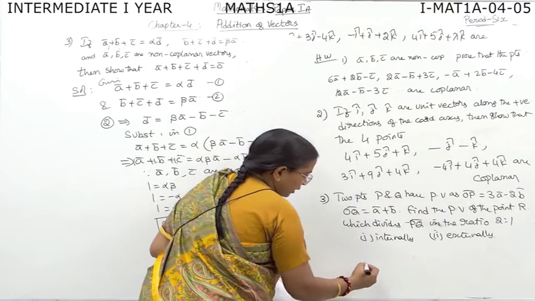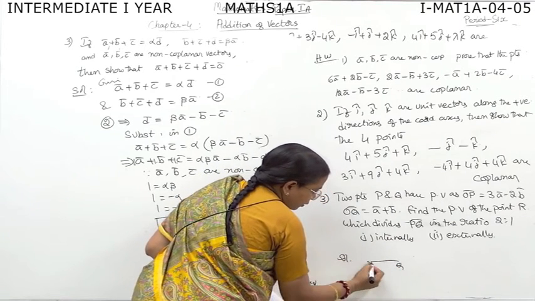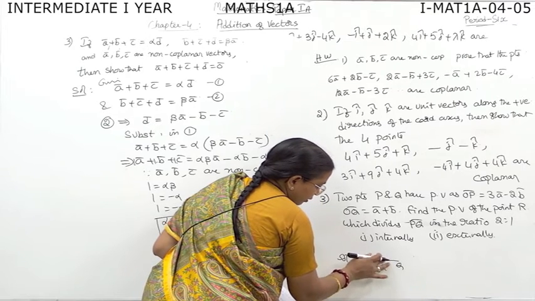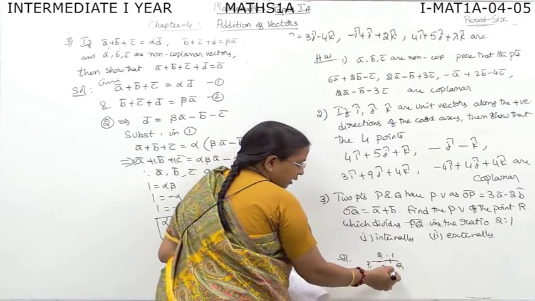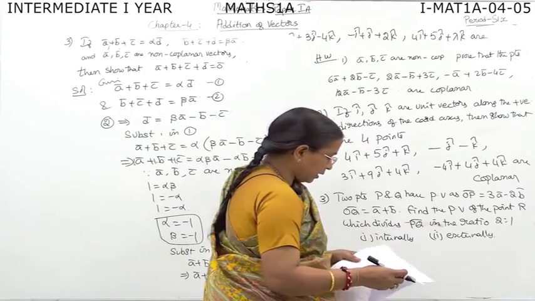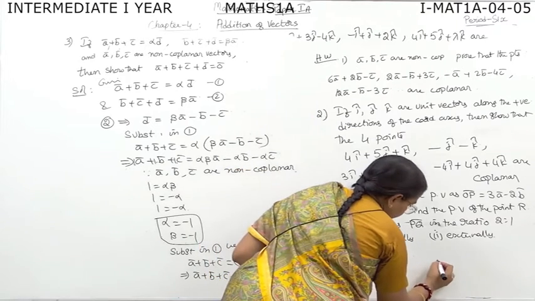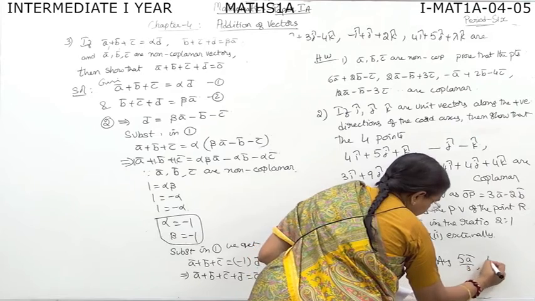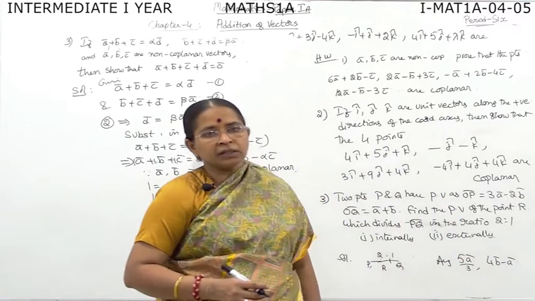So you have this PQ. Solution: PQ. R is the point which divides in the ratio 2:1. So you know, internally it is (mb + na)/(m + n), and then for externally it is (mb - na)/(m + n). So for this the answer is 5a/3 and then 4b - 8. So you can try these problems.